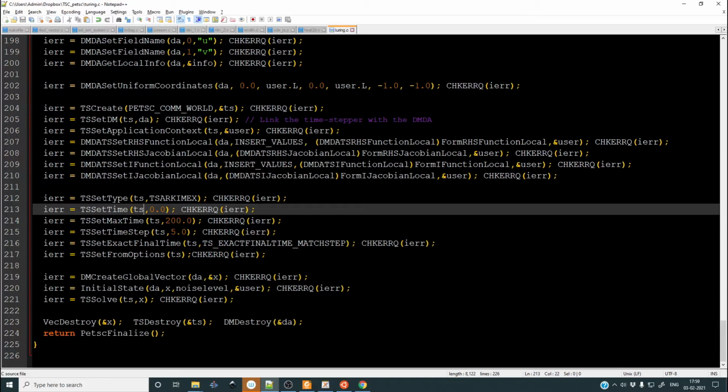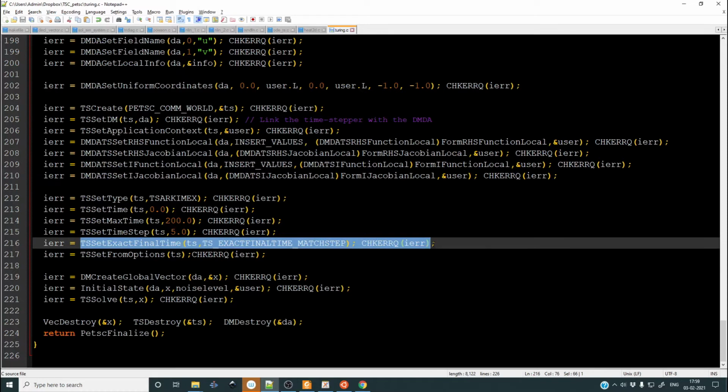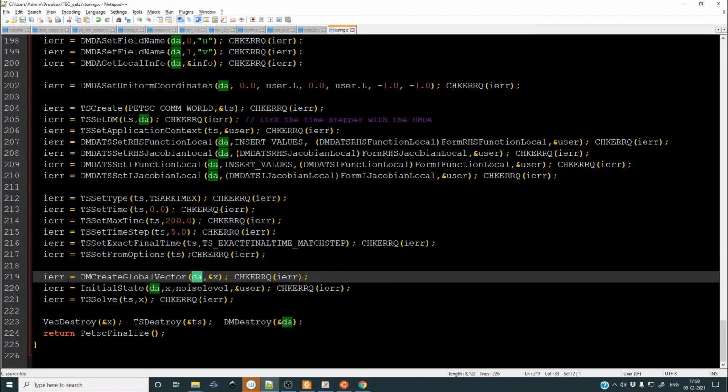So you set the time parameters, that is the initial time, the max time, the time step, and so on. You can make this lower if you want, and you have to match the final point with the time step. TSSetFromOptions in case you are passing command line arguments. After this, you have DMCreateGlobalVector. So this is fine. You are creating a vector X based on the DMDA grid.